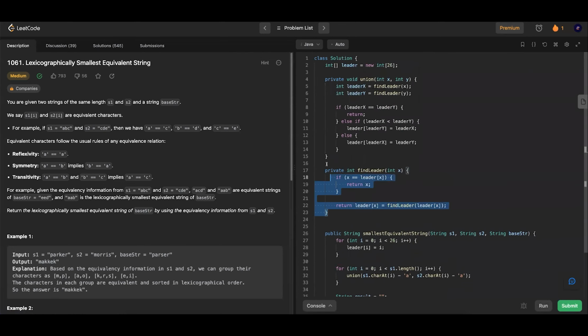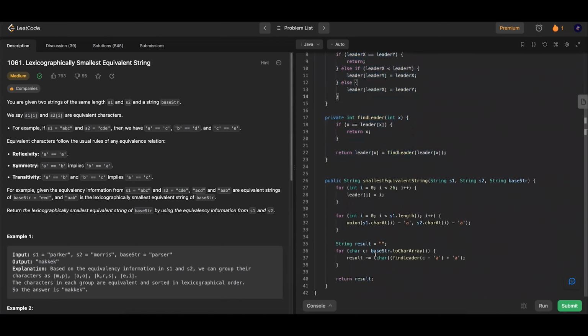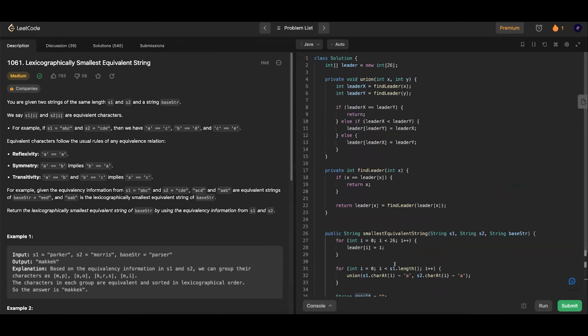So what are we basically doing here? We are using union find to solve this problem. Firstly, we union all the similar characters, and we then go through the base string and we find the leaders of the components. The leaders of the components are basically the smallest characters present in that component. So we find the smallest character of the component and we add it to our result string and we return the result string. I hope you understood the problem and the solution.